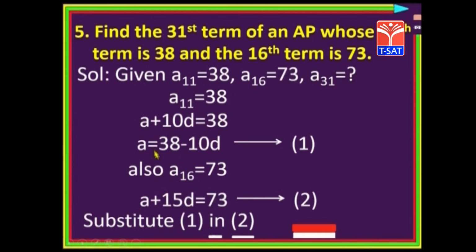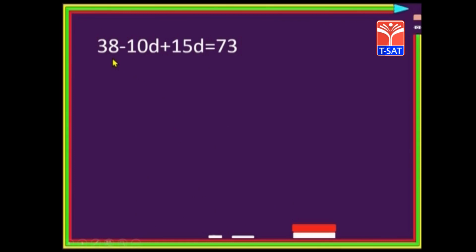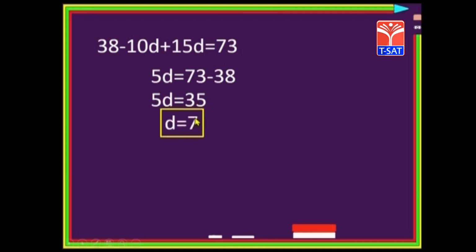After substituting, replace A in relation 2 with 38 minus 10D. So this relation will modify like this: 38 minus 10D plus 15D is equal to 73. Now 15D minus 10D, these are like terms, that is 5D. At the same time I am sending 38 to right hand side, then it becomes 73 minus 38. Now 5D is equal to 35, 73 minus 38, how much? 35. Now divide 35 by 5, D is equal to 35 by 5. What is 35 by 5? 7. So now we got D value is 7.